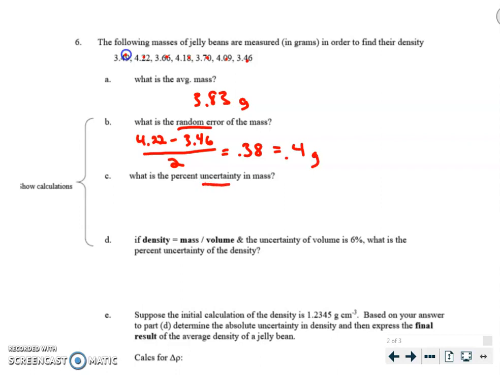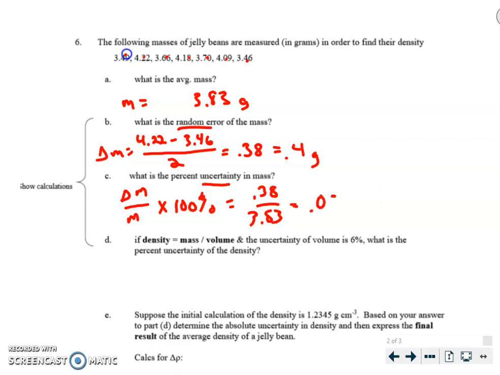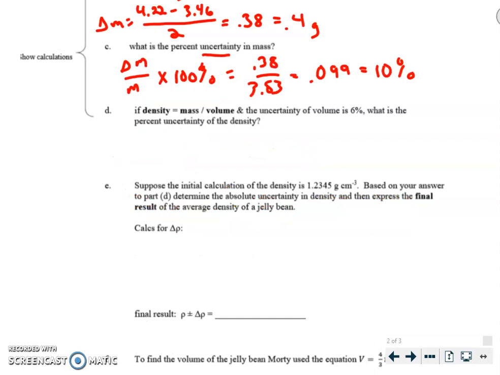All right, what's the percent uncertainty? So this random error, this is our delta mass, and this is our mass, okay? Our percent uncertainty is simply delta m over m times 100%. I don't care if you called it a percent or if you left it as a decimal. So you can put 0.38 over 3.83, and that comes out to be 0.099, which is equal to essentially 10%. All right, your numbers might be slightly different than mine. I'm wondering if I chose the wrong value for my whatever. So anything around there is okay.